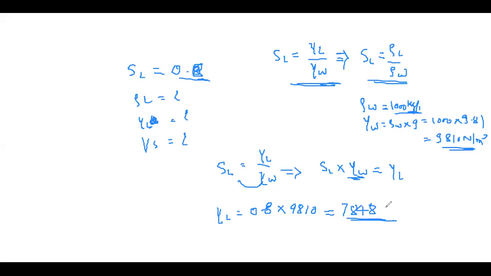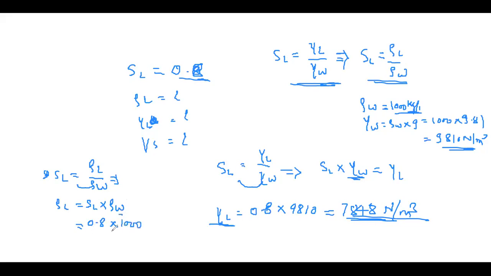What will be the unit? As it is the weight density, the unit will be Newton per meter cube, or cubic meter. Similarly, use the other formula. SL is equal to, second formula, rho L divided by rho W. Rearrange the terms and you will get rho L is equal to SL multiplied by rho W. SL value is 0.8 into rho value is 1000, and you will get the value as 800, and the unit will be kg per meter cube.